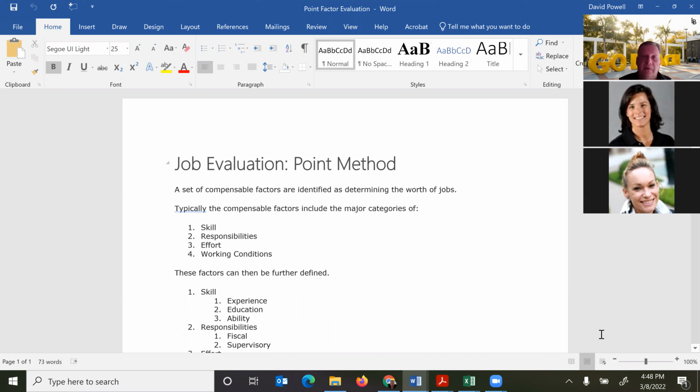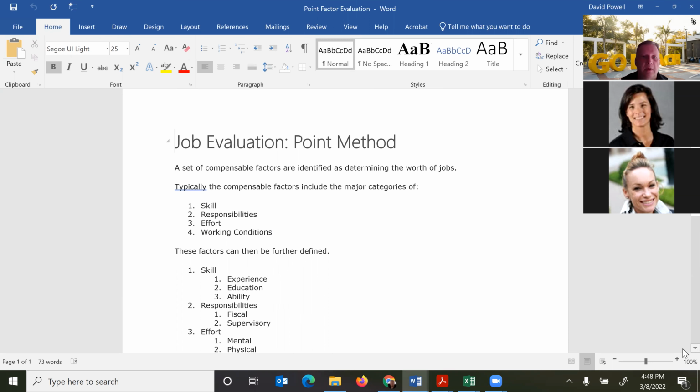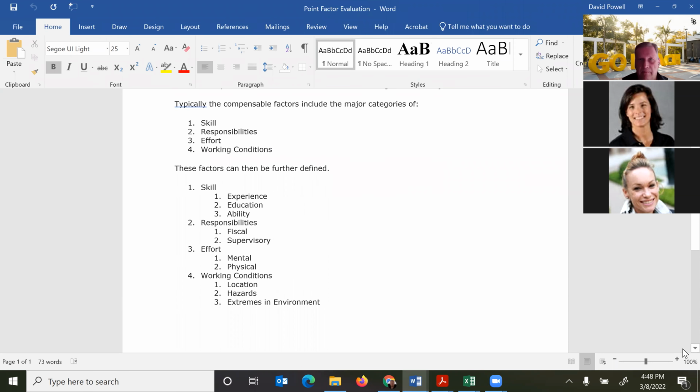This is, again, a very simple example of a point factor job evaluation. In the point factor job evaluation, we're going to look at each position based upon the position's skill level, responsibilities, effort, and work conditions. You know this information because you got it from the preceding job analysis. But for the job evaluation, you're going to further define these things. So for skill, you're going to look at things like the experience level required for the position, the education level required, and the specific types of abilities and skills necessary to do the position well.